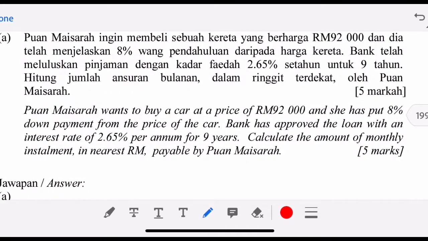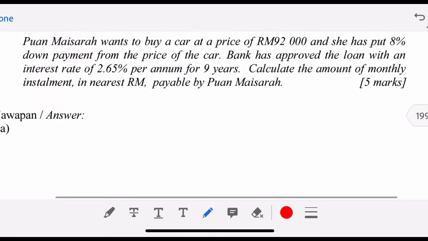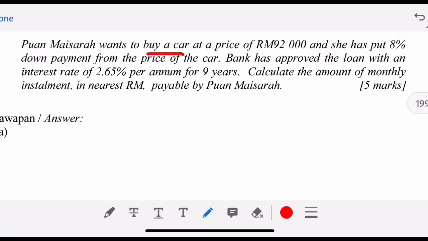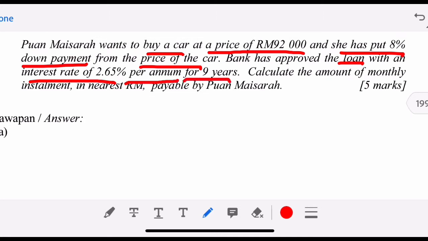Now this is actually the basic that you learn in lower form. So let's go through the question. Puan Maisara wants to buy a car at a price of 92,000 and she has put 8% down payment from the price of the car. Bank has approved the loan with an interest rate of 2.65 per annum for 9 years. Calculate the amount of monthly installment in nearest ringgit Malaysia payable by Puan Maisara.